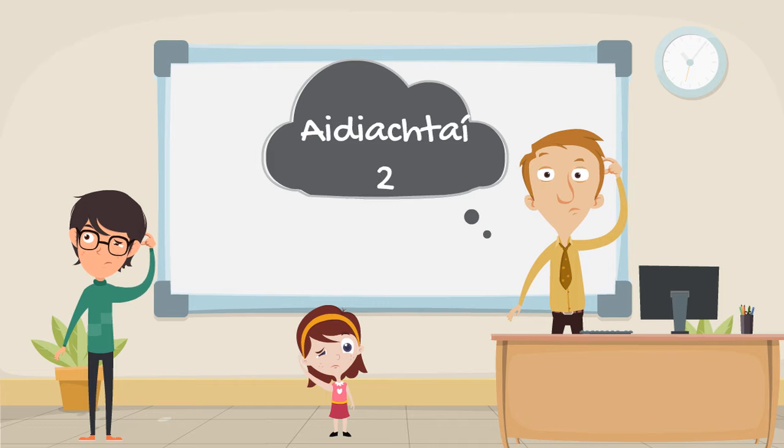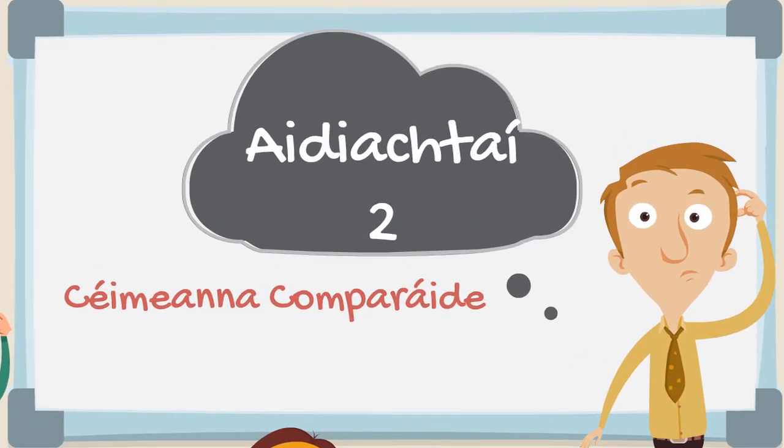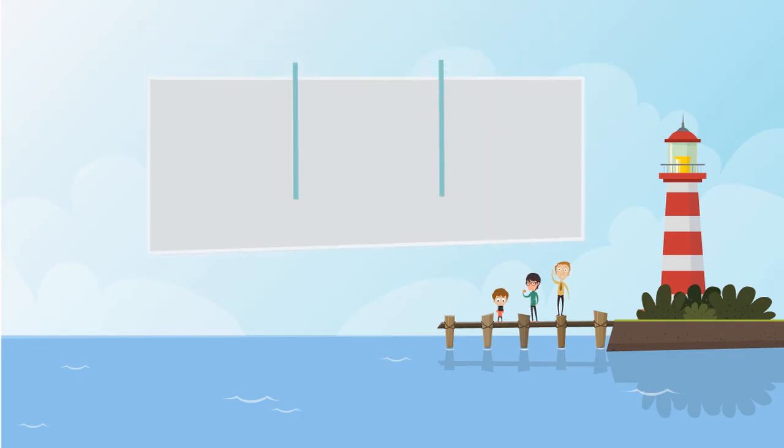Today we're going to look at the comparative na Aidiachtaí, the words used to compare ainmfhocail. Make sure you've had a look at Aidiachtaí 1 and Inscne before taking a look at this though. There are 3 classifications in the comparative.